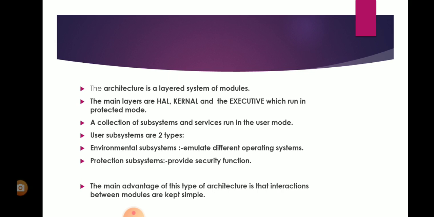Architecture is a layered system of modules. The main layers are HAL, kernel and the executive, which run in protected mode. A collection of subsystems and services run in the user mode. There are two types of user subsystems: the environmental subsystem and the protection subsystem.